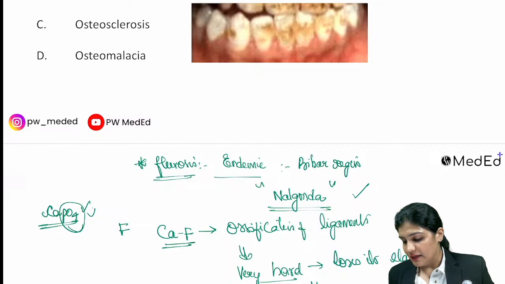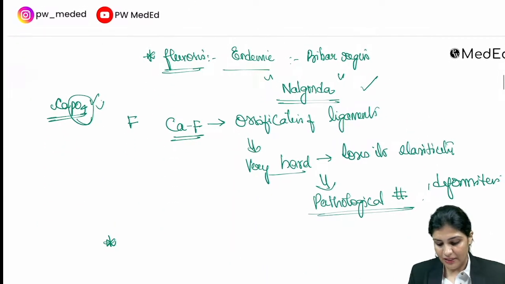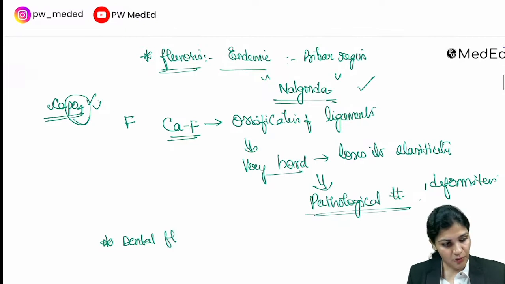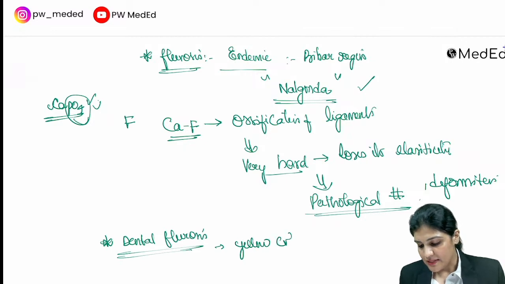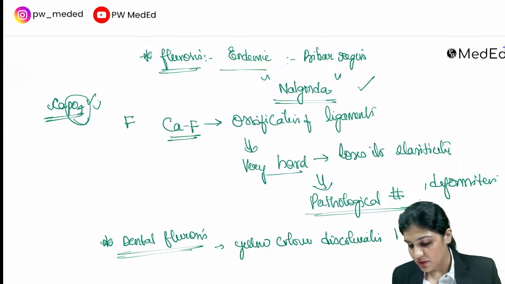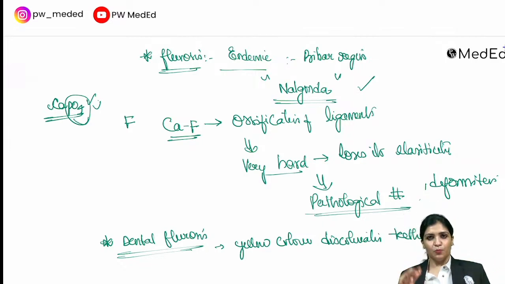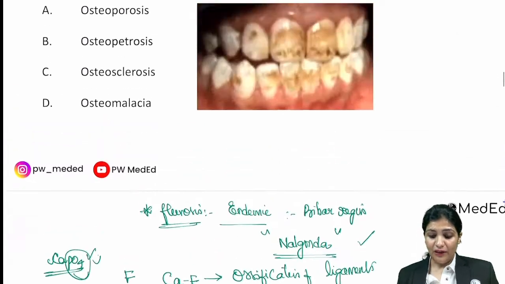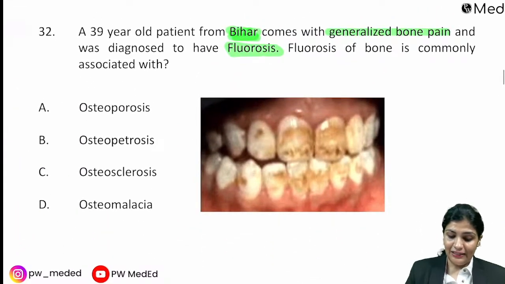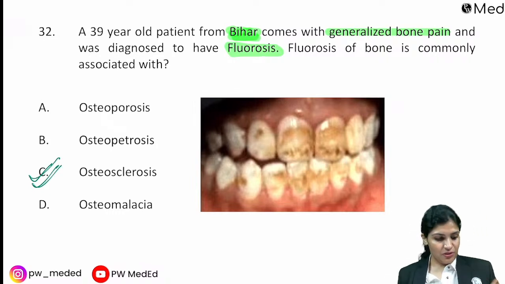And there is one more extraskeletal manifestation, that is dental fluorosis, where there is yellow discoloration of the teeth. So whenever you see a patient with yellow discoloration of the teeth and generalized bone pains, you should always order serum fluoride or urine fluoride. Urine fluoride is the most consistent investigation and confirmation rather than serum fluoride. In fluorosis, what you see is osteosclerosis.